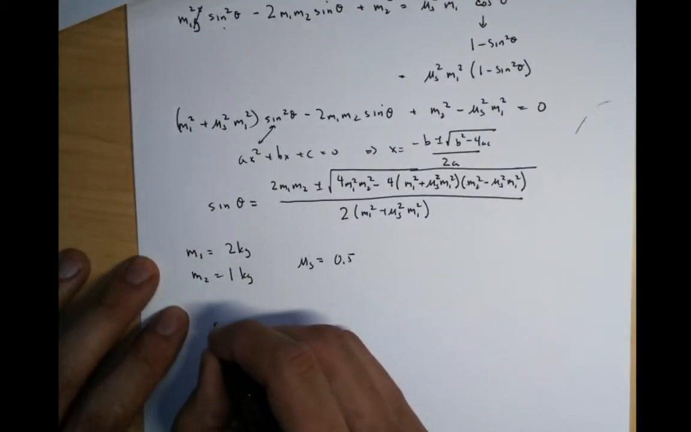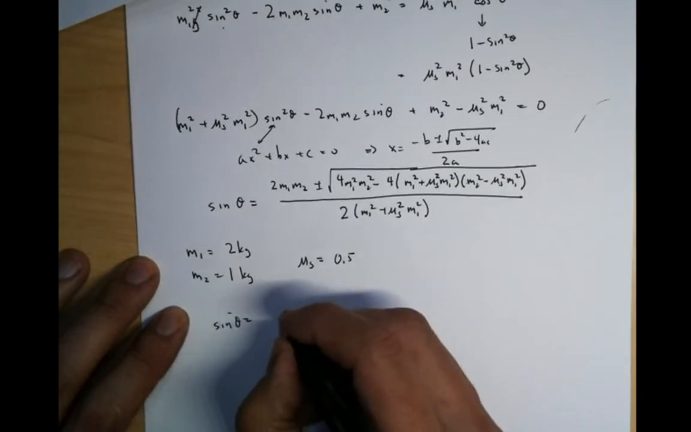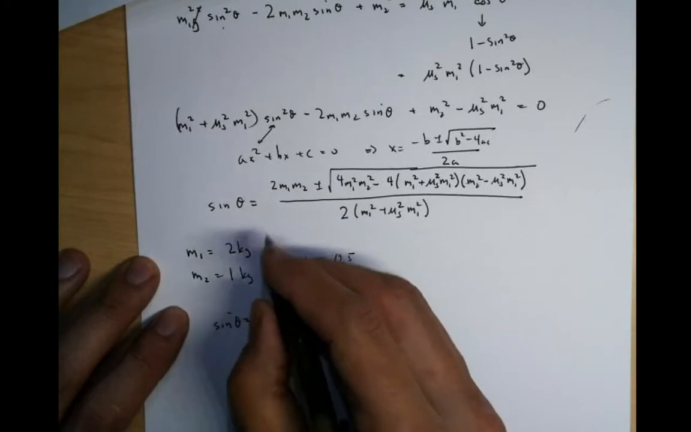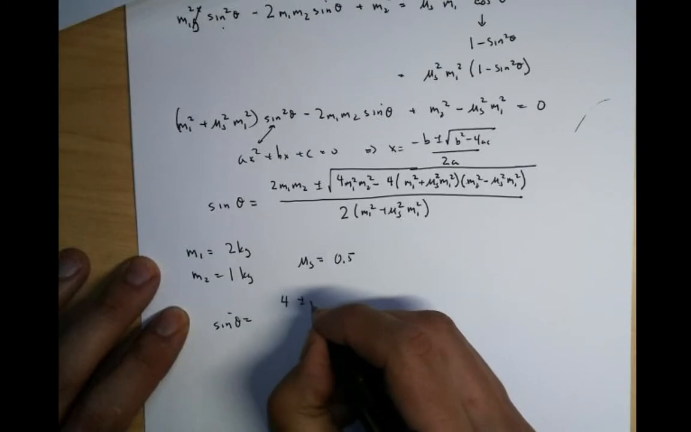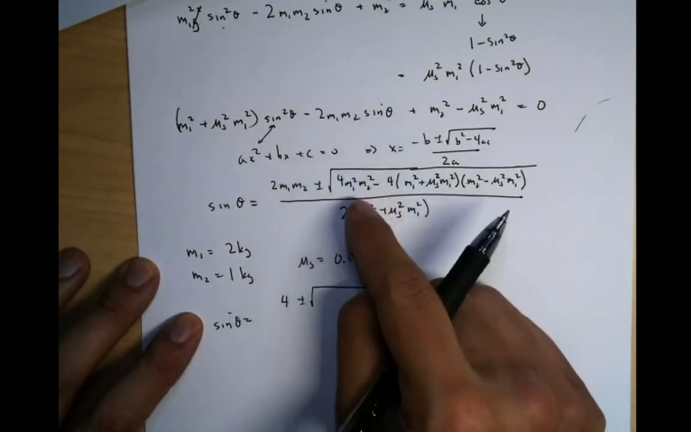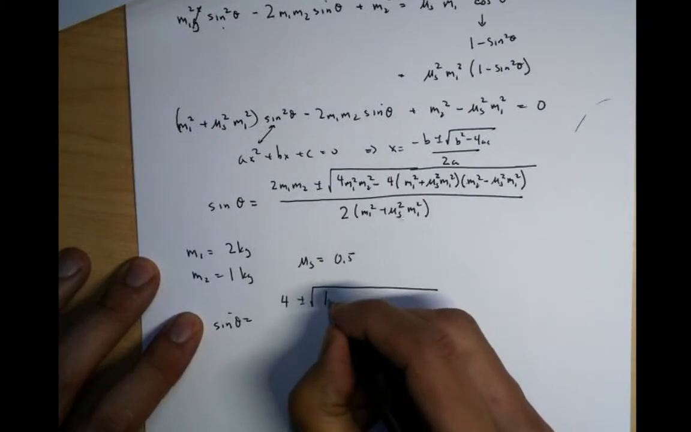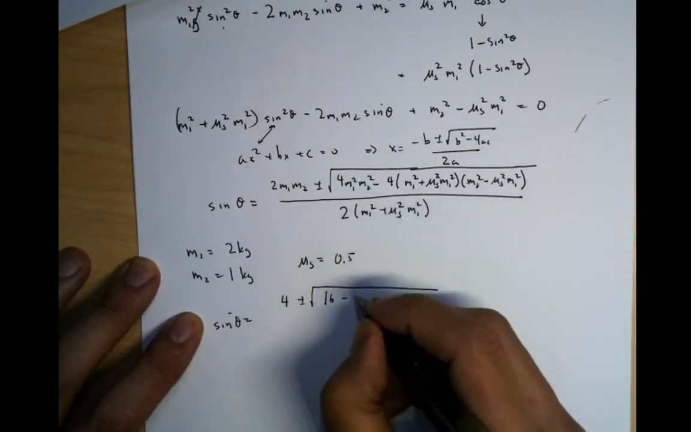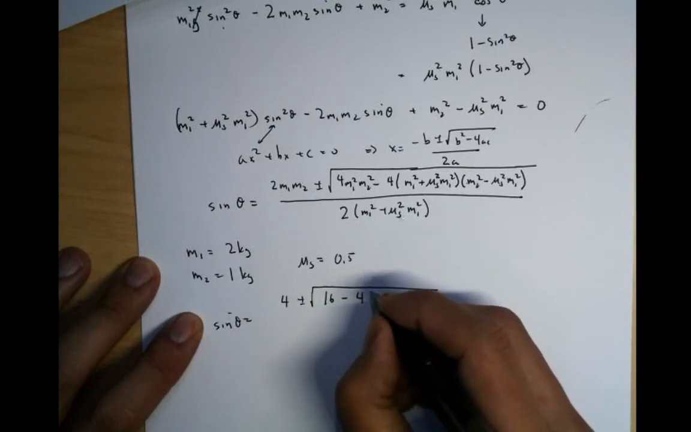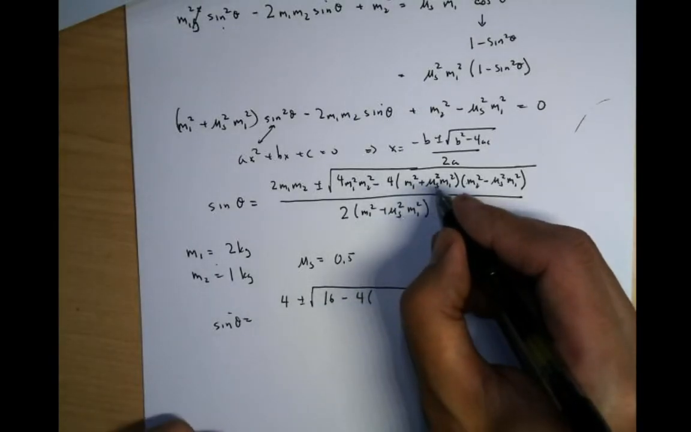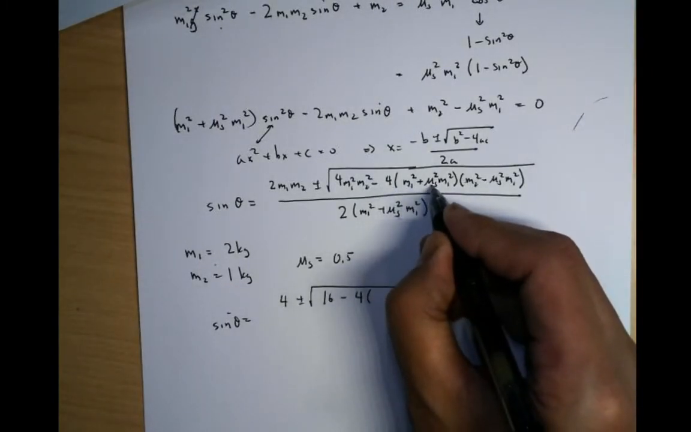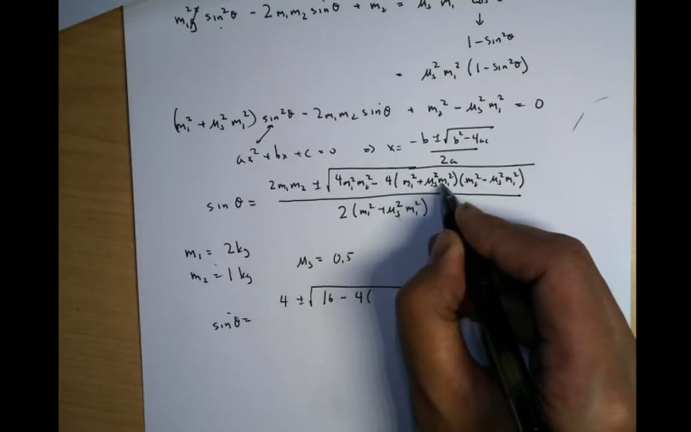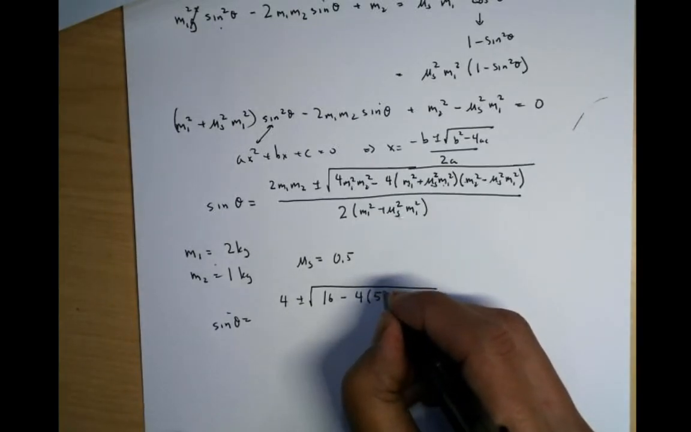Let's do sine of theta is equal to, let's see. So this is 2 times 2 times 1, that's 4, plus or minus the square root of, now this is just essentially that thing squared, so that's 16, minus, okay, so now we have to be somewhat careful about this. This is going to be 0.25 squared, so 2 squared is 4, plus 0.25 squared times 4, plus 0.25 times 4, which is 1, that's basically 5.